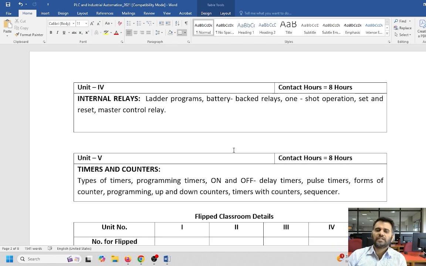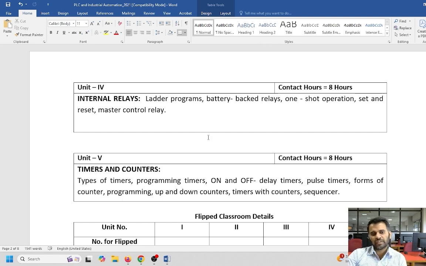Unit 4 will deal with the internal relays which are there in the PLC. We'll study the internal relay and the ladder programming associated with it. We'll study the battery-backed relay and its importance. We'll also study the one-shot operation, set and reset of particular components in the PLC, and the meaning of a master control relay and how the master control relay is to be programmed.